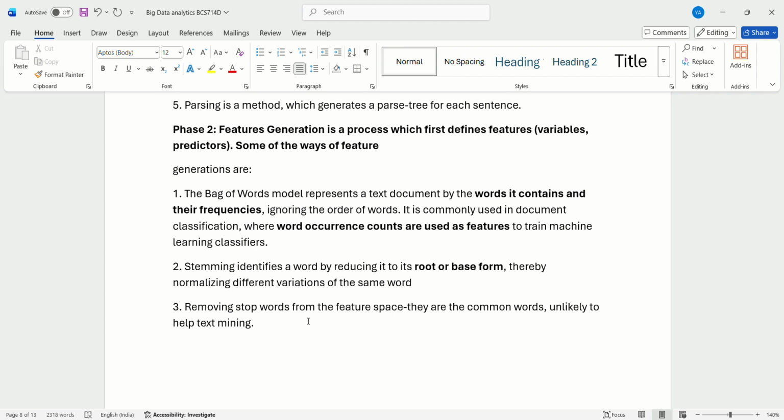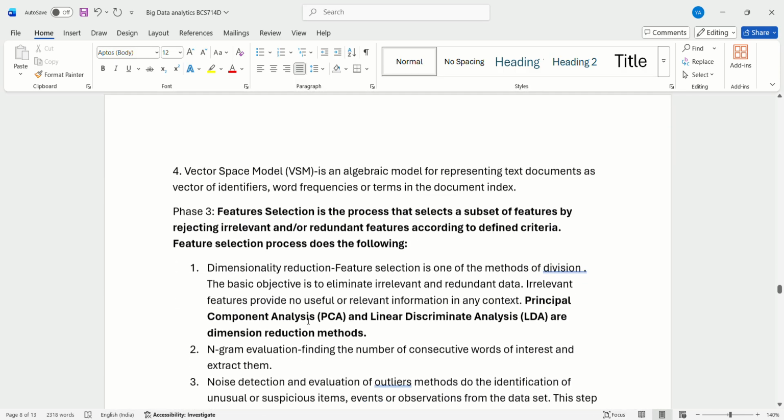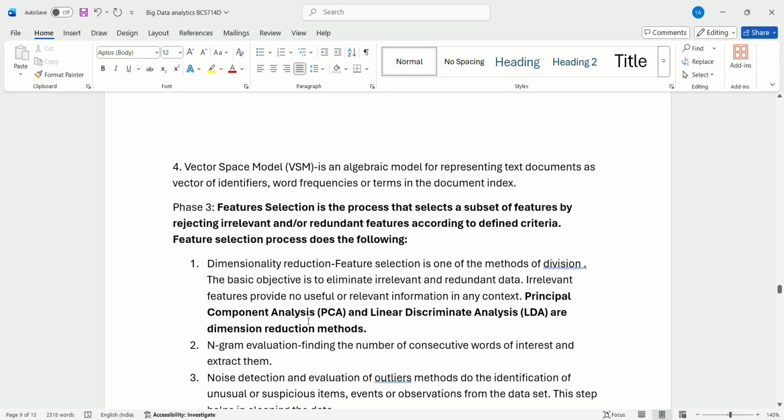Next is removing the stop words from the feature space. They are the common words, unlikely to help the text mining. The vector space model is an algebraic model for representing the text document as a vector of identifiers, word frequencies, or terms in a document index. In the document index, in phase 3, feature selection is a process of selecting a subset of the features by rejecting irrelevant or redundant features according to the defined criteria.